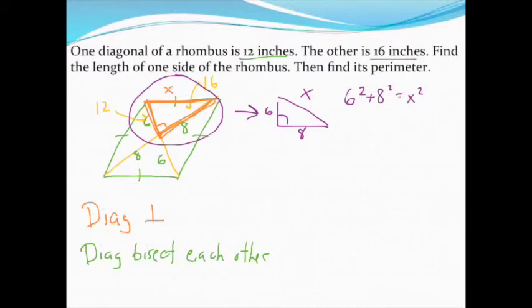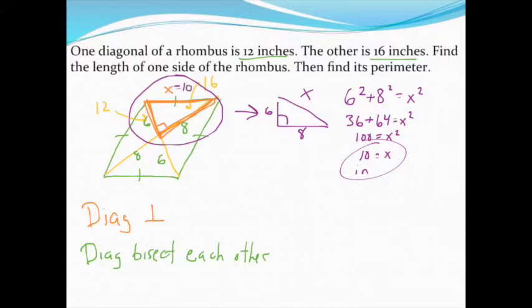And you may remember this one is a triple, a 6, 8, 10 right triangle. But if you didn't remember that, we can go through and solve this real quick. And once I take the square root of both sides, I do see that that missing side is going to be x, or that is going to be 10, sorry. So 10 inches is going to be the side of this rhombus.